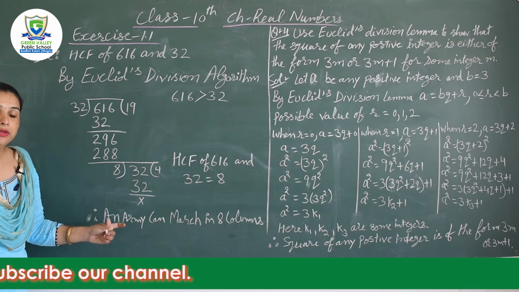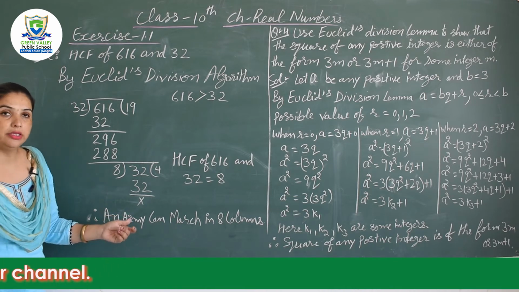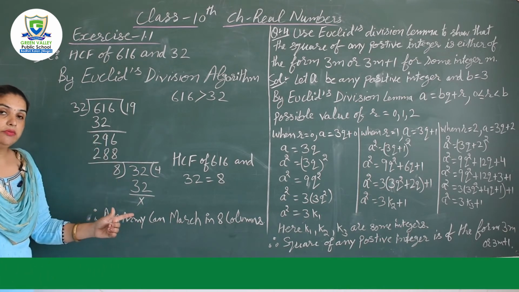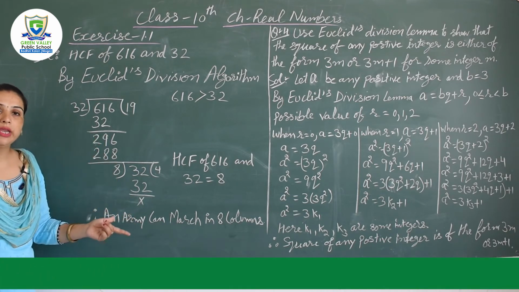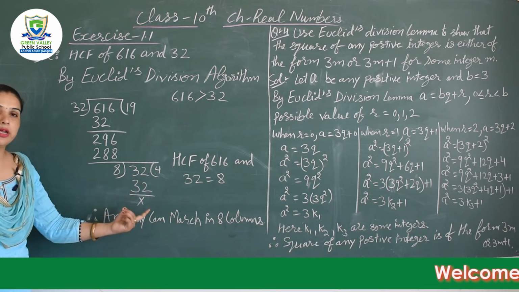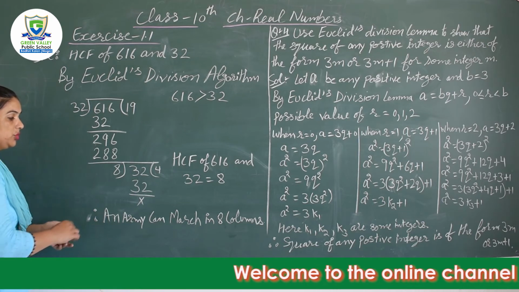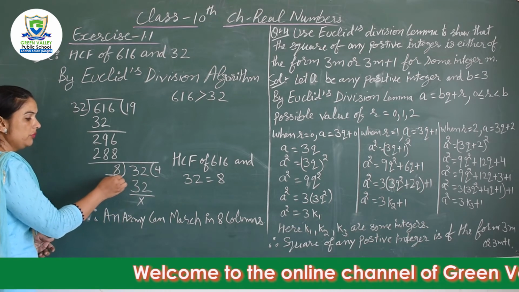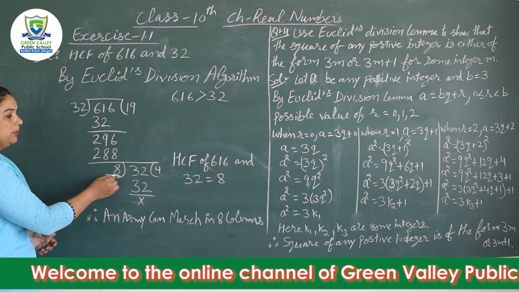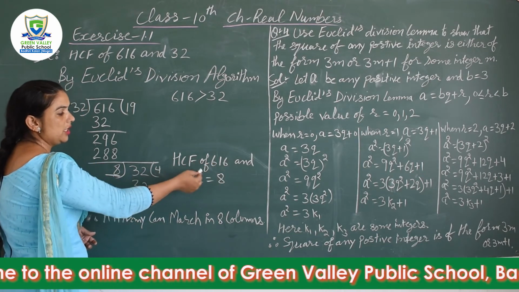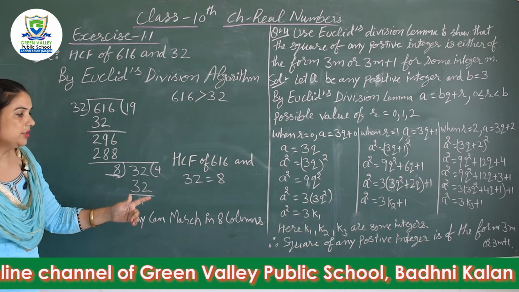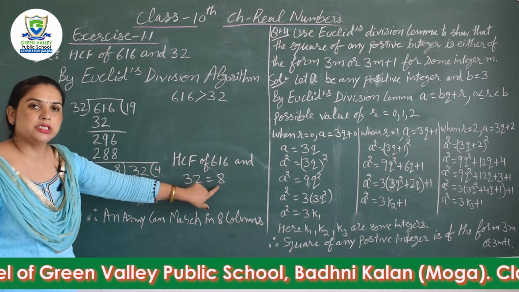If you remember, in the previous class we learned that when we use the division algorithm to get the HCF, in the step where we get our remainder as 0, there we have to check our divisor. What will be our divisor? That will be our HCF. We can say the HCF of 616 and 32 is 8.